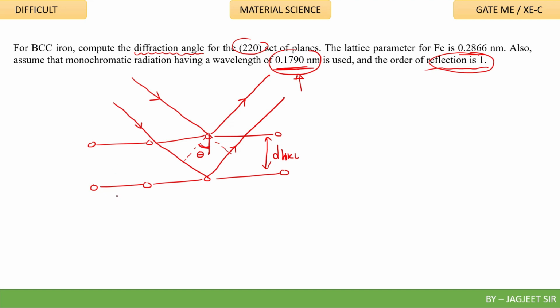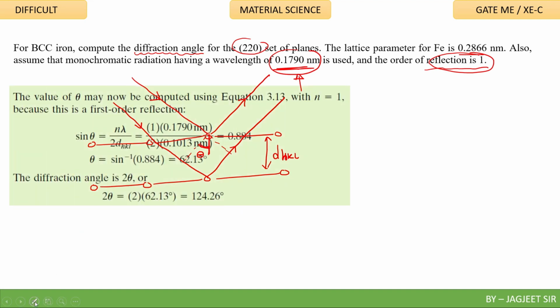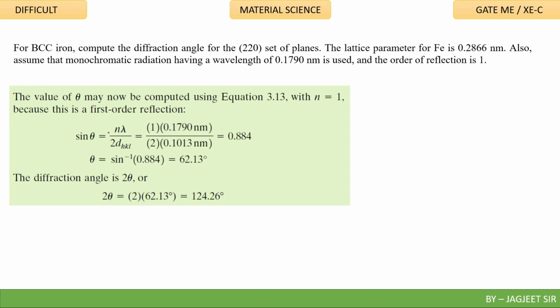So let me give you the relation for calculation of this. Here you can see that sin theta is equal to n lambda over 2 d_hkl. This is the relation that you can remember from the examiner viewpoint, where theta is the angle of diffraction, n is the order of reflection, lambda is the wavelength, and d_hkl is the interplanar spacing. The interplanar spacing you already calculated in the last numerical, and lambda is given to you, the order of reflection is given as 1, and 2 is in the equation also. So from there we get this, and from that we get theta.